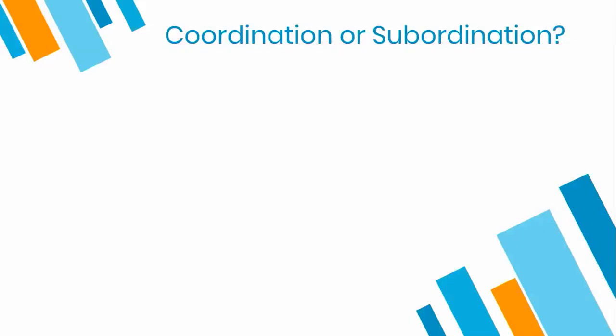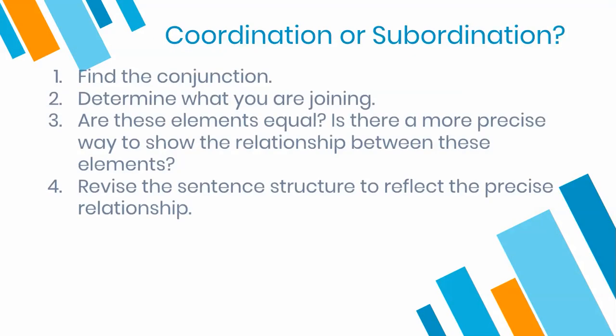So how do we know, again, whether I should coordinate or subordinate? Here are some steps that you could use. First, find the conjunction: the FANBOYS, for, and, nor, but, or, yet, and so. Then figure out what that conjunction is joining. Are these elements equal? To figure that out, you could try putting it in parallel structure.